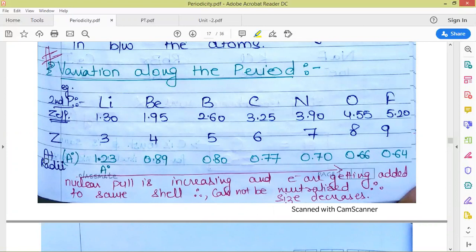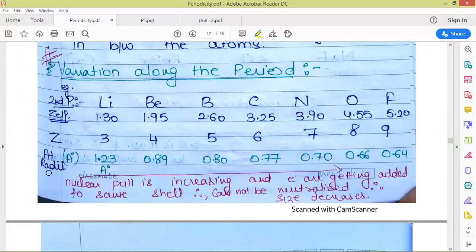Here the atomic radii for these atoms has been found to decrease as we move along the second period. As there are 8 elements in the second period, here we have written the first 7 elements. The last element is neon, which is a noble gas. Here we can see that atomic radii decreases from lithium to fluorine. So what could be the reason for this decrease?